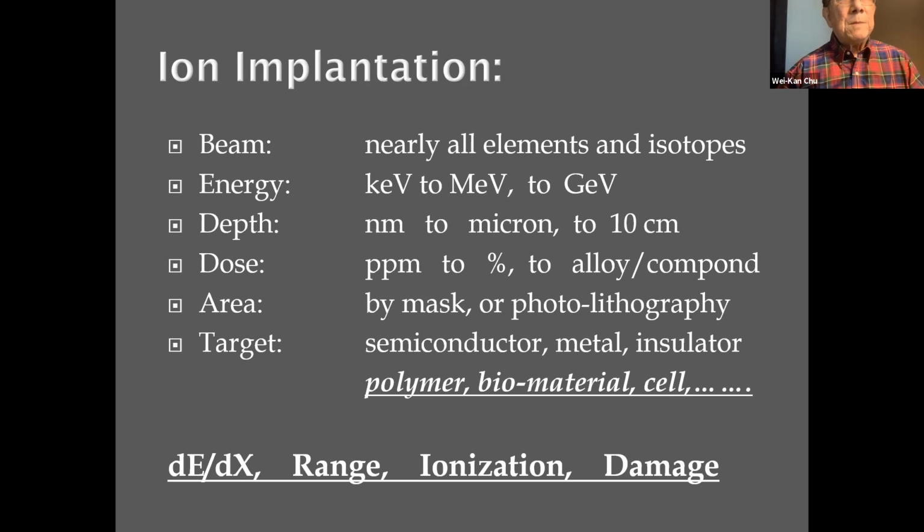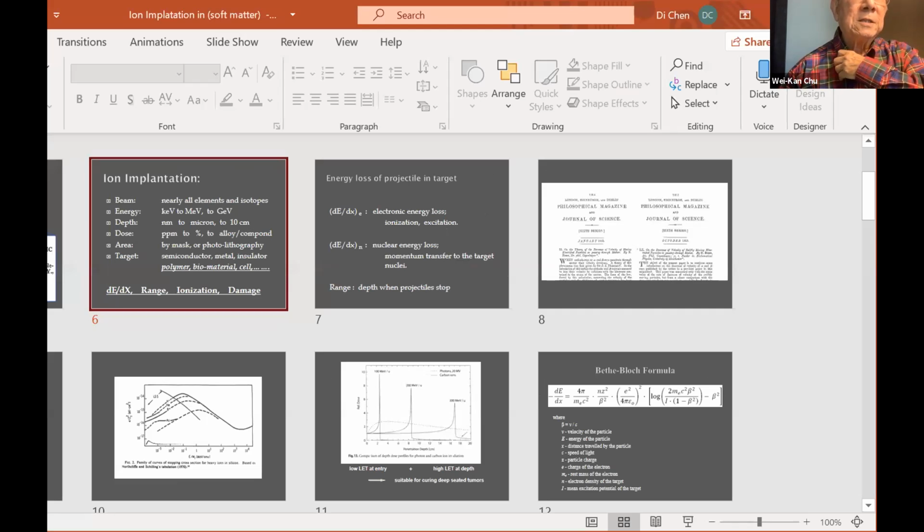Area, by masking or by photolithography, one can implant a very tiny area or a very large area, or a large area with many small windows open. So it depends on the need, depends on the application. Now we talk about beam implantation. Implantation to what? That's the target. On the target part, semiconductor is the one we studied very early. Metal is very important.